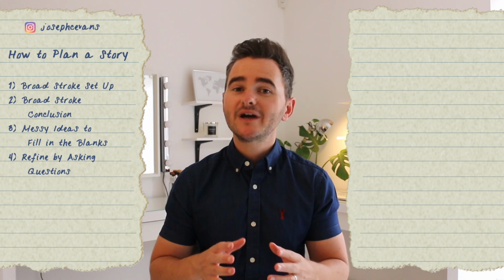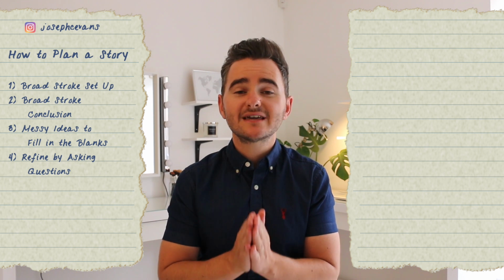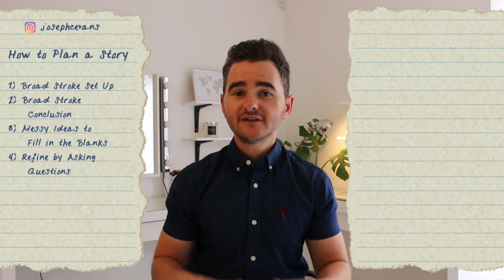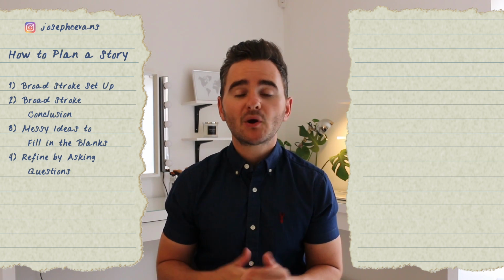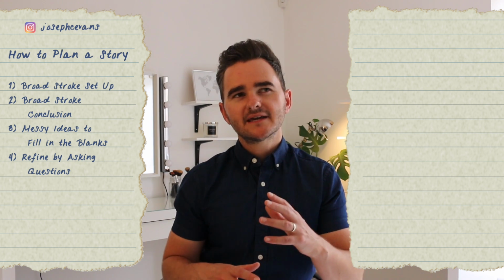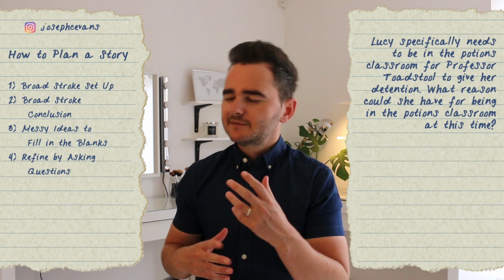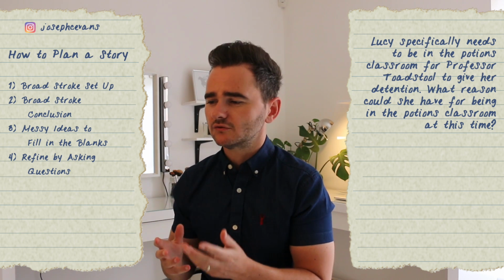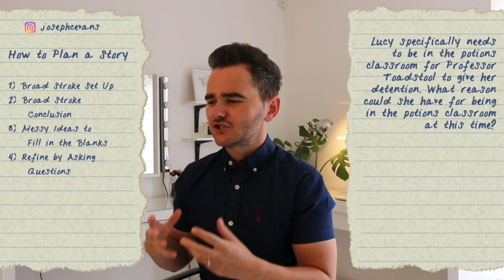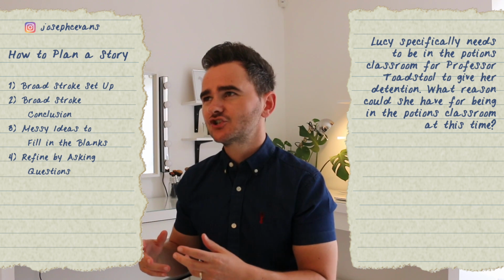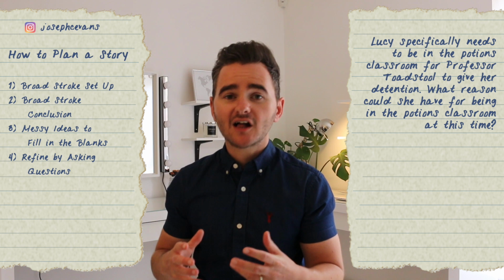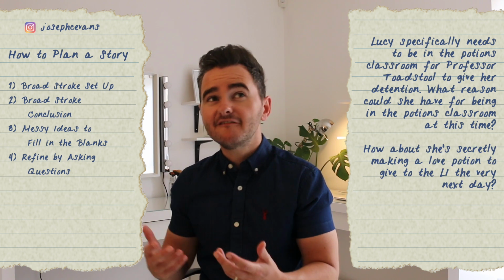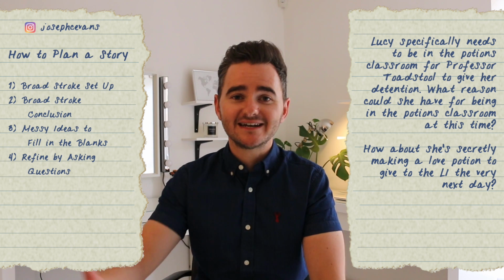Once you have a decent overall picture of your story, it's time to move on to the refining part. This is where you will settle on the ideas that you think work best and properly discard the ones that you think are no good. I find a really good way to make these decisions is by asking questions. I'll write something along the lines of this. Lucy specifically needs to be in the potions classroom for Professor Toadstool to give her detention. What reason could she have for being in the potions classroom at this time? And then I'll come up with a scenario that solves that problem. How about she's secretly making a love potion to give to the love interest the very next day?